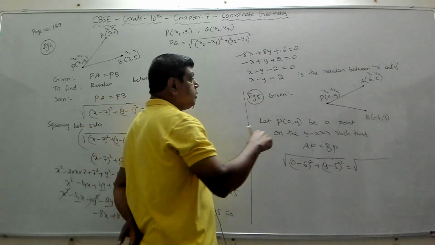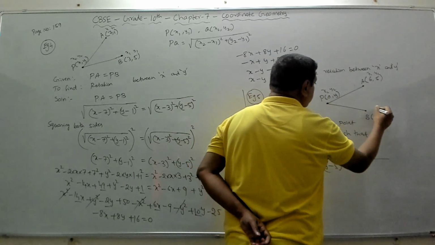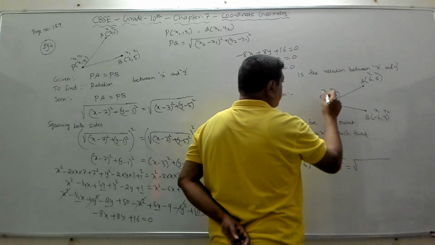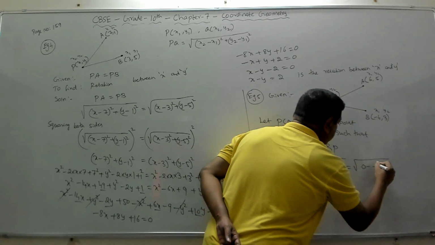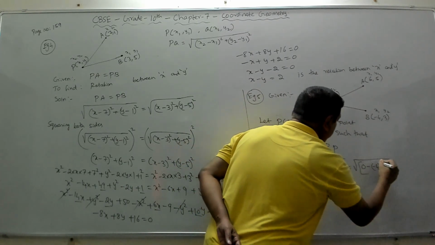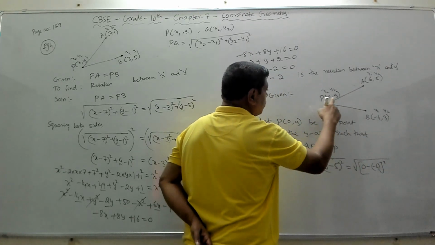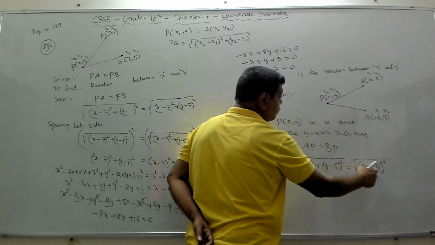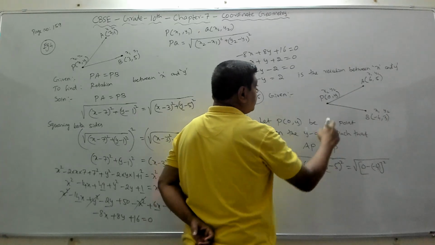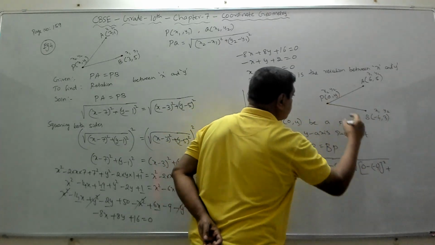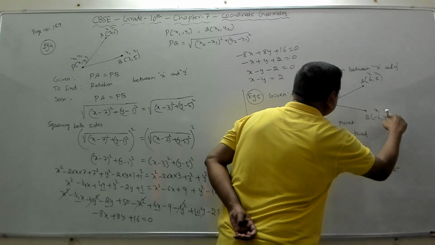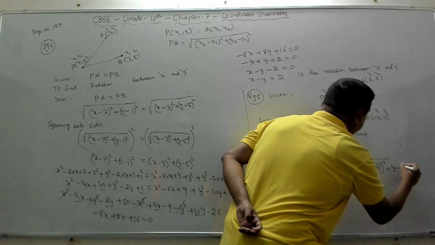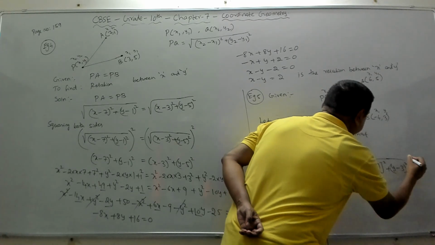BP is the distance between B and P. Again, if I take this as x1, y1 and this as x2, y2, then again x2 minus x1 the whole square, which is 0 minus of minus 4 the whole square, because x2 is 0 and x1 is minus 4. You have to be careful there. Plus y2, which is y, minus y1, which is 3, the whole square.